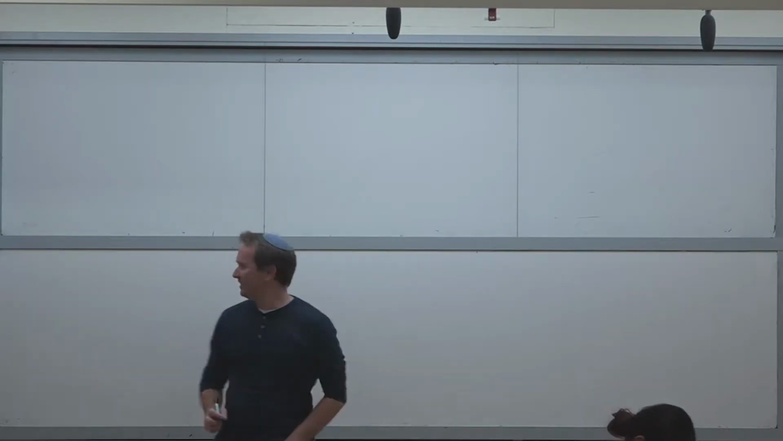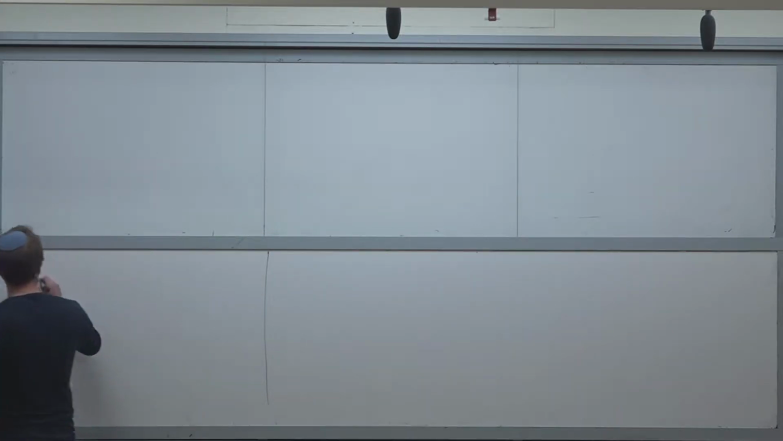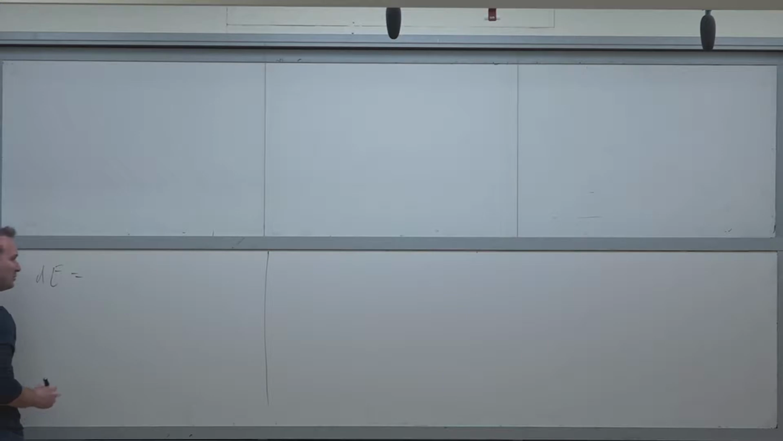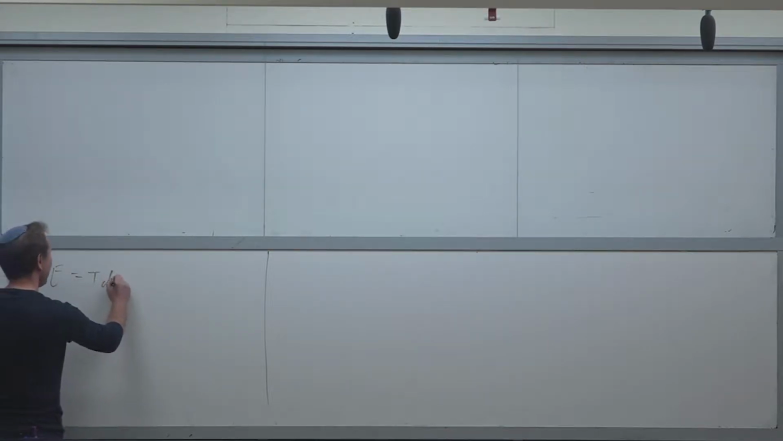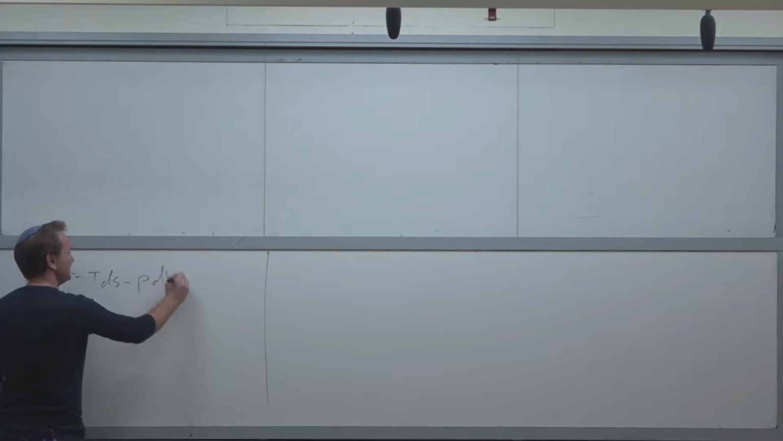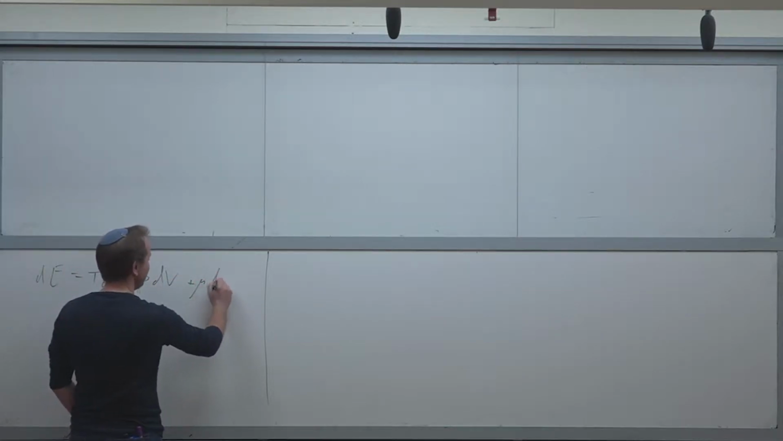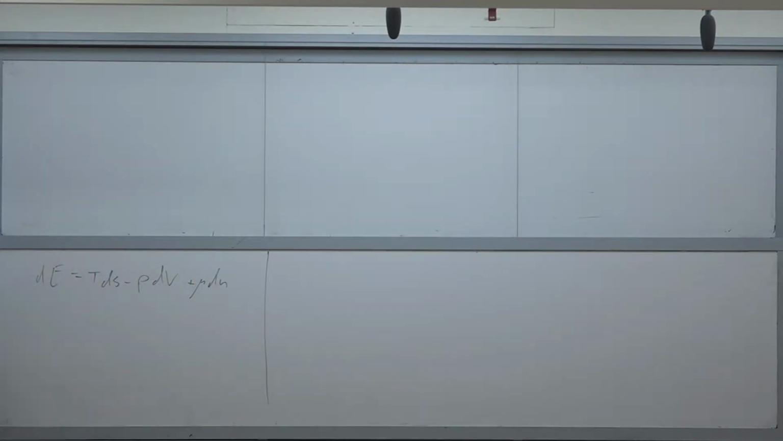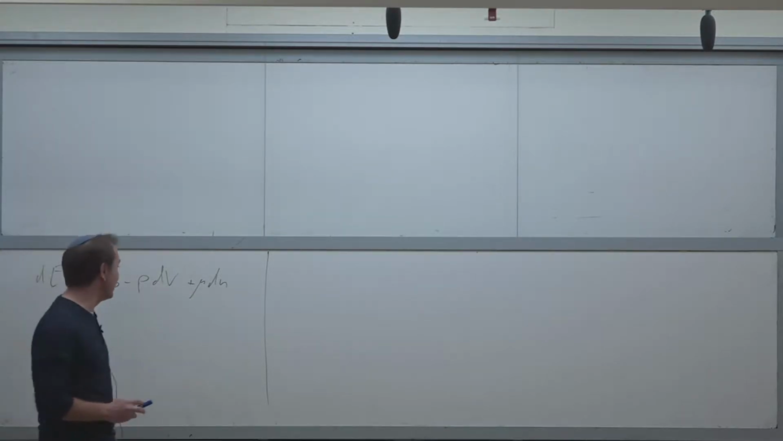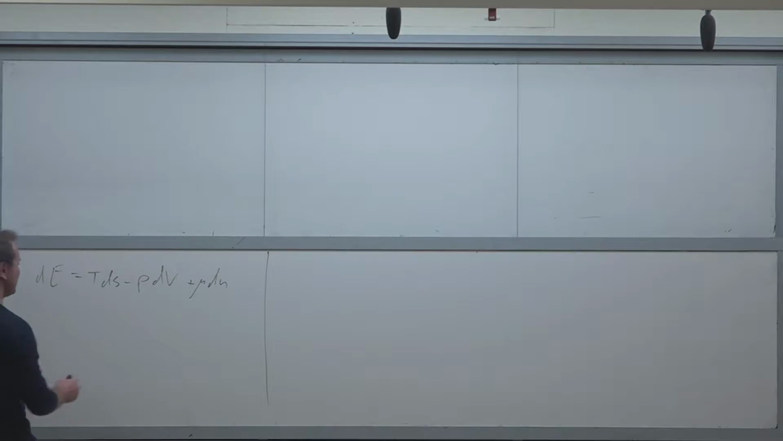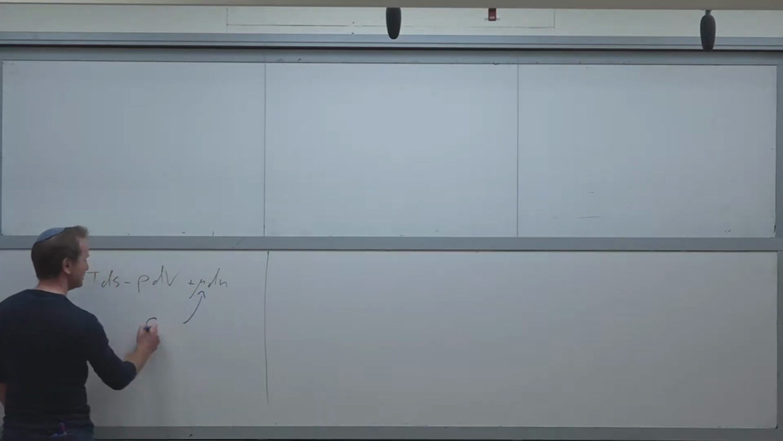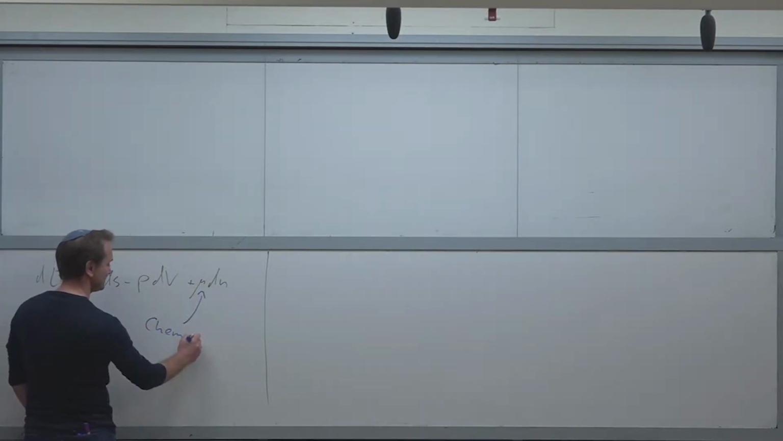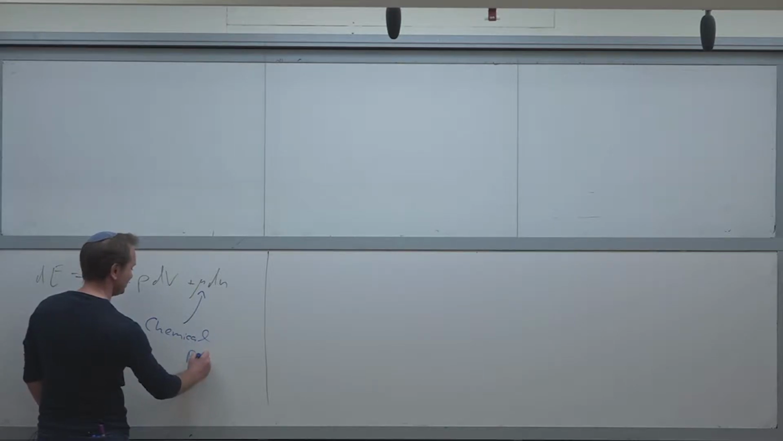All right, so a little reminder where we stand. First of all, we have this equation for the energy that we obtain: dE equals TdS minus PdV plus mu dN. We are going to use it extensively during this week, I think. What is mu? Mu is the chemical potential.